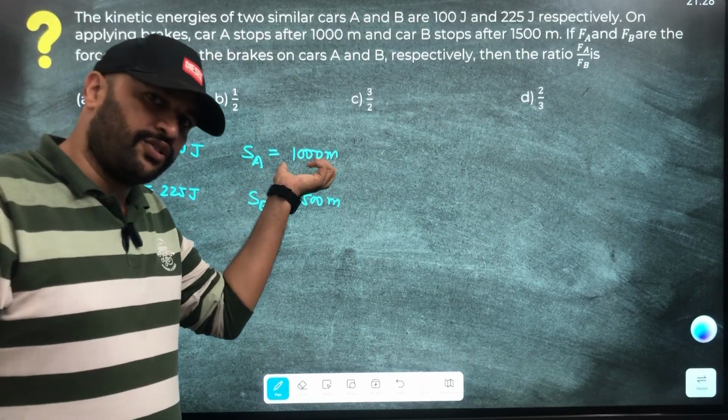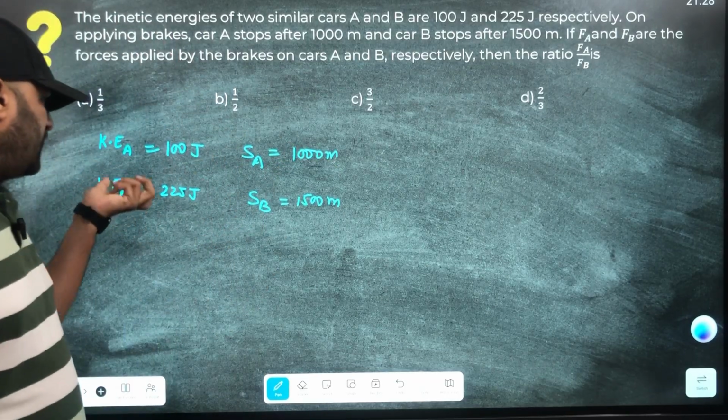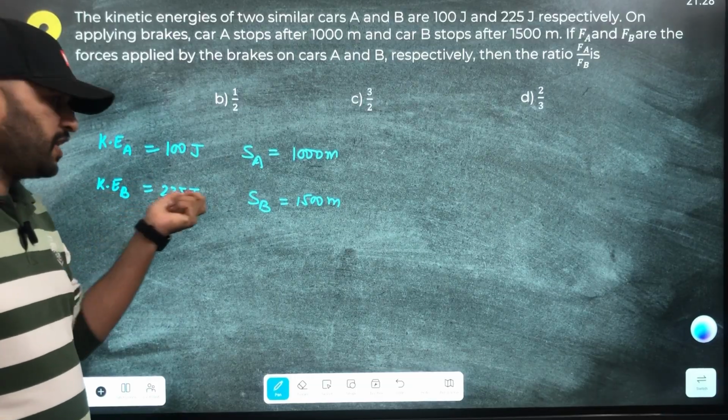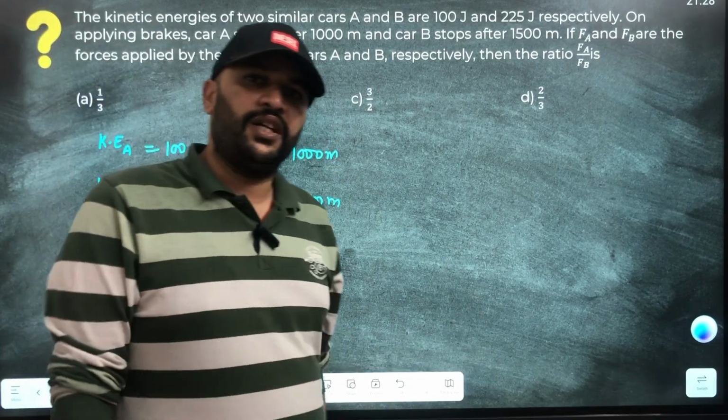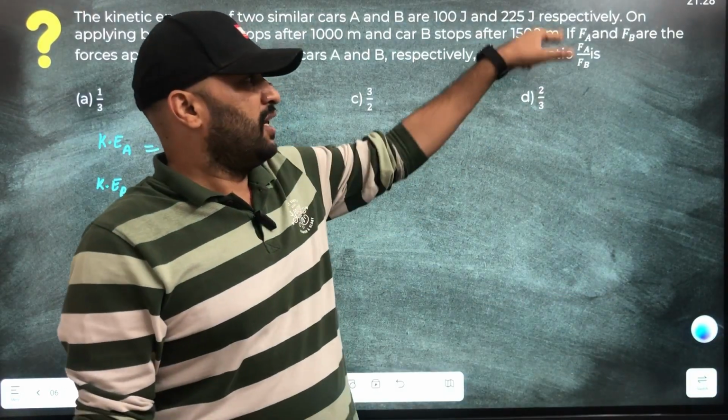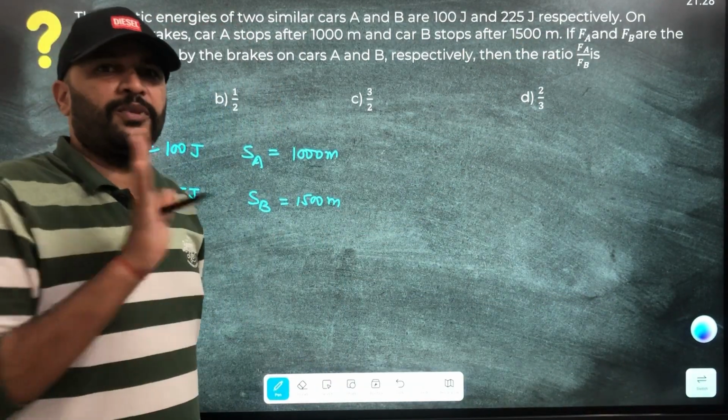When you apply brakes, it stops after 1000 meters. Similarly, the kinetic energy of the second car is this much, and you are applying brakes and it stops after 1500 meters. The question is, what is the ratio of the forces which you are applying to stop the cars?